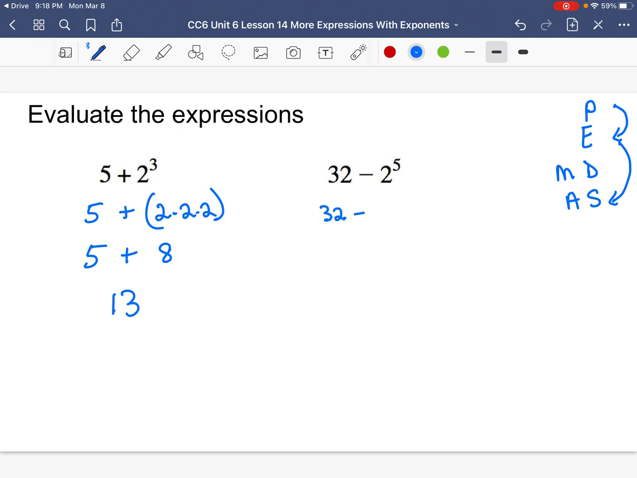32 minus 2 to the power of 5 is 2 times 2 times 2 times 2 times 2, with multiplication, and that is equal to 32. So we have 32 minus 32, which is 0.